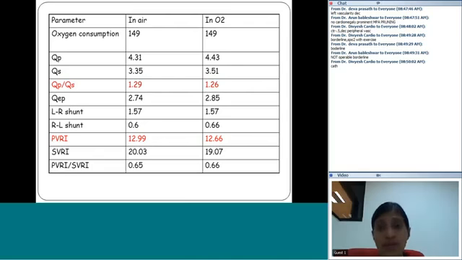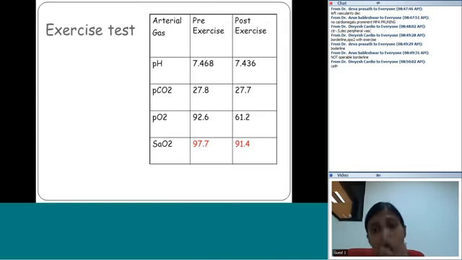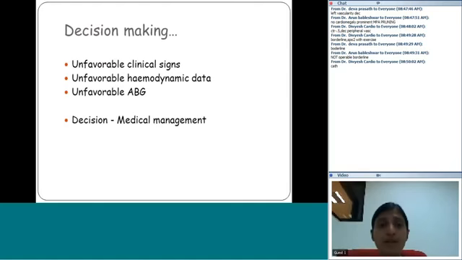Now, if you look at the exercise test of the same patient, you see that his baseline sat at the time of the exercise test was 98%. Post exercise it drops to 91%. So again, fits in with sort of inoperability. Okay. So in terms of decision making, he had unfavorable clinical signs. He had unfavorable ABG and unfavorable hemodynamic data. So the decision here was to medically manage the patient. So this is patient 1.